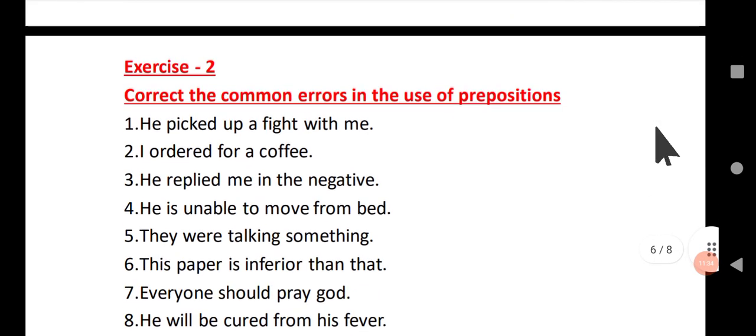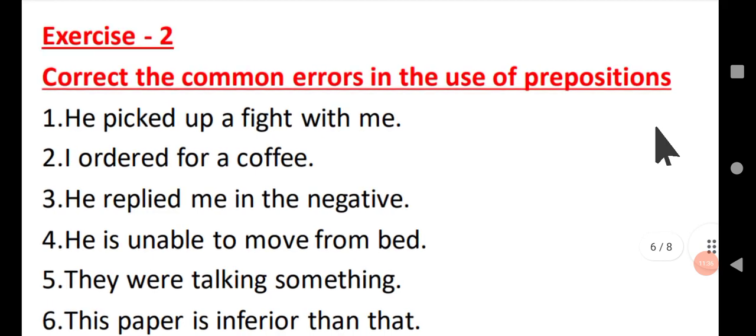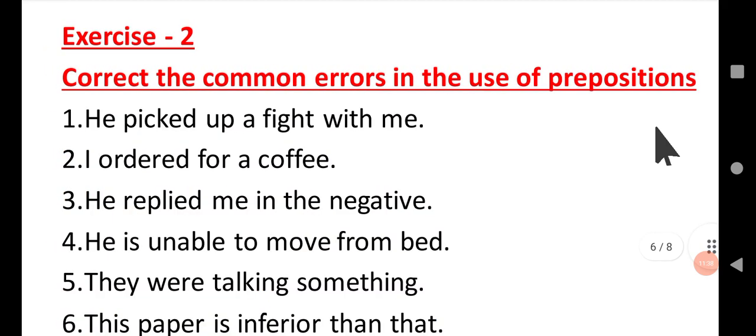Next one, correct the common errors in the use of prepositions in this case. I don't recommend this for the exam, but you still have to learn it because it is there in the exercises in the textbook. Okay, look at this one.